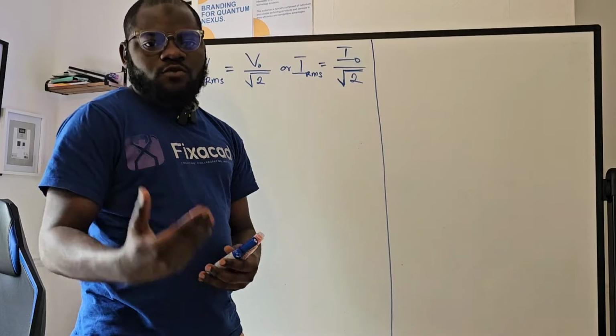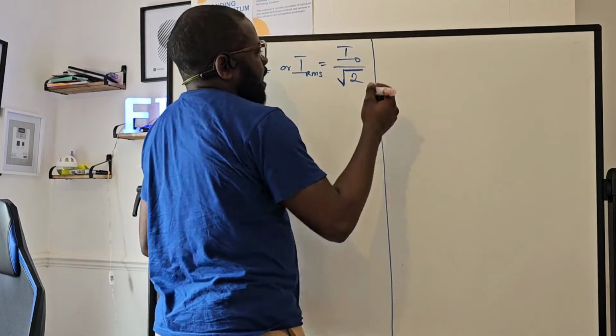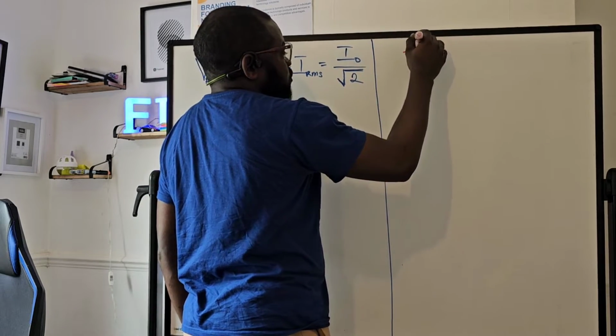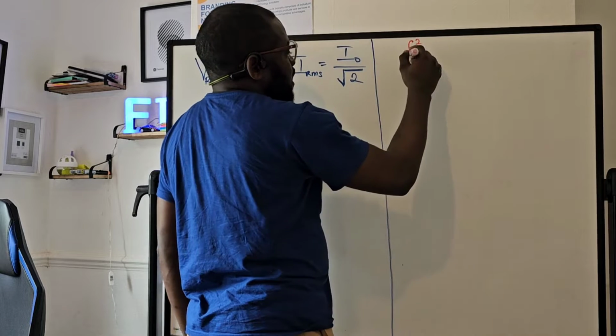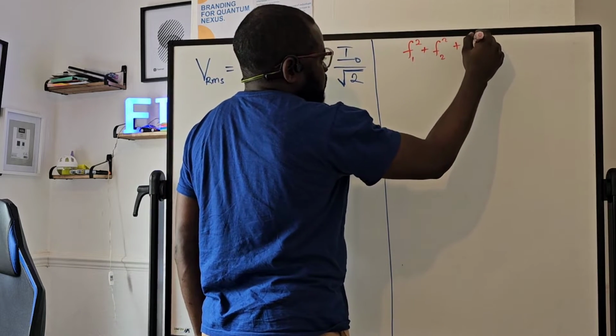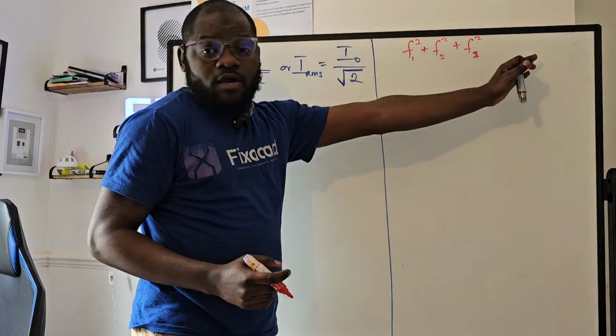When I say root mean square, it means if I have some values, let's say, I don't want to use V this time around, let me say I have f squared to be some values: f1 squared plus f2 squared plus f3 squared. Are you seeing it now? These are squares, this is a sum of squares, right?